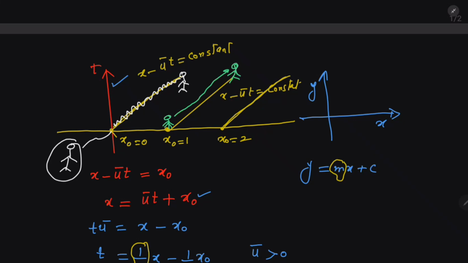In the next video, we will talk about the boundary condition, how to use the boundary condition when we have characteristics. Thank you for watching.